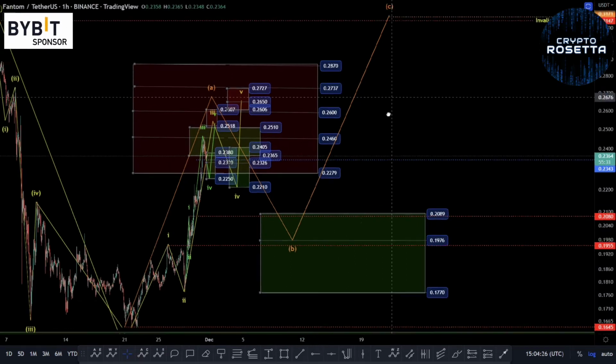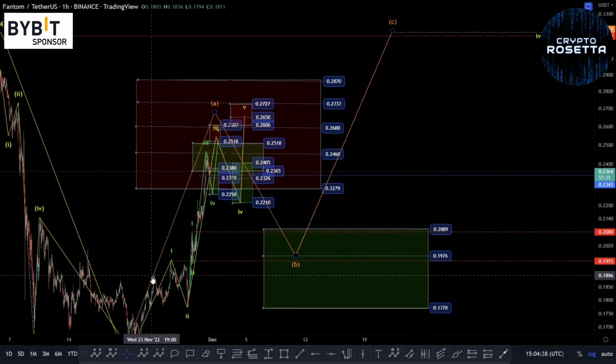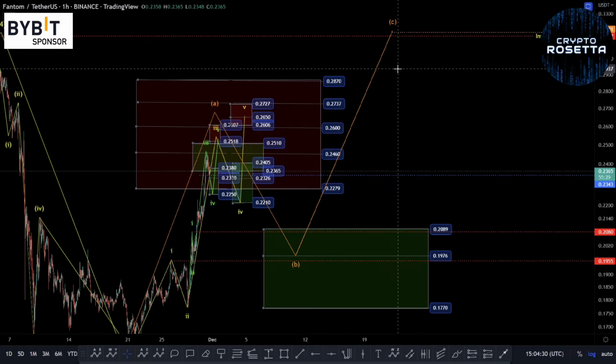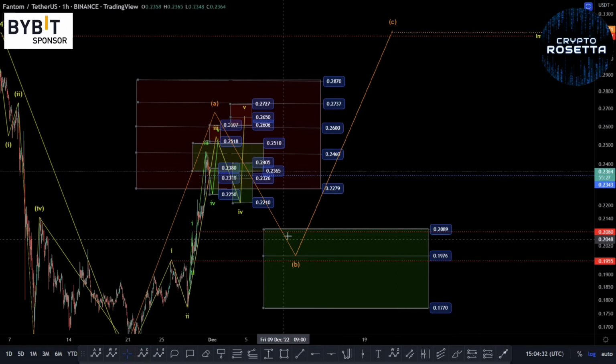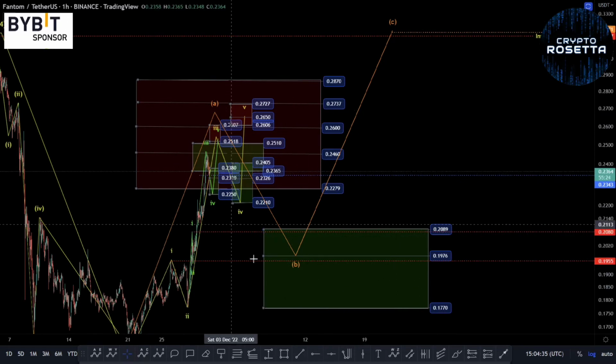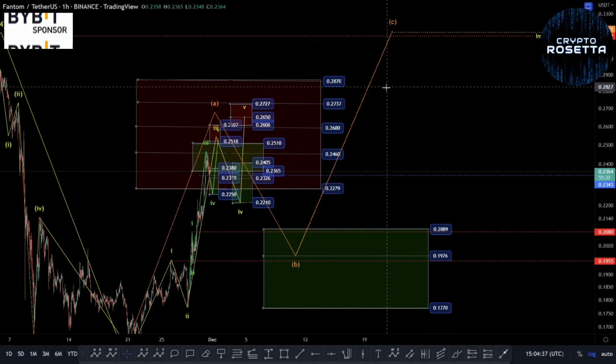So from that point, if this does play out, we'd have to start monitoring how these waves are working in relation, because this could potentially turn impulsive, though I don't think it's very likely.